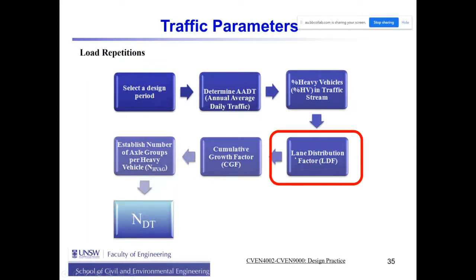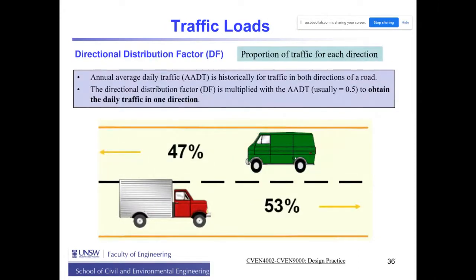There are two parameters, LDF and DF, that I'm going to show you here. DF is directional distribution factor. This is the proportion of traffic for each direction, right? So, for example, for this simple example, the proportion of traffic for one direction is 47%, and for the other one is 53%. So you can simply, by having the WIM survey result, determine parameter DF.